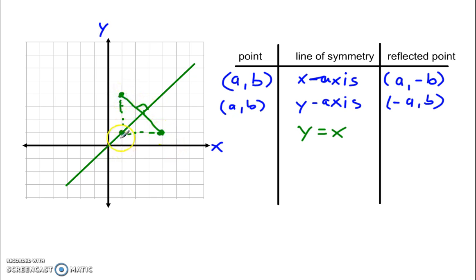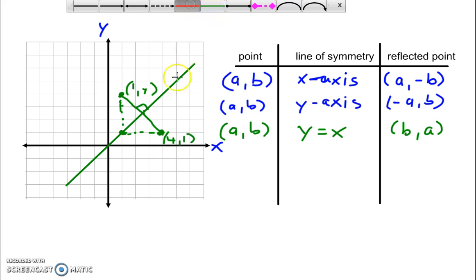Now this point was 1 and 4. This point here is 4 and 1. So if I have points A and B for my coordinates, then over here we're going to flip those around, B and A.